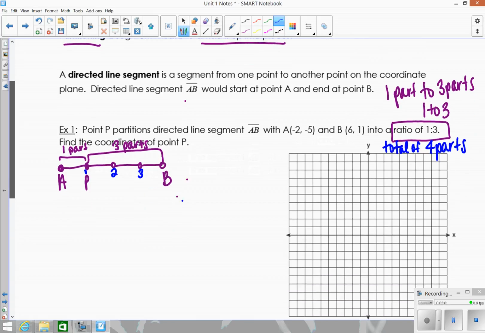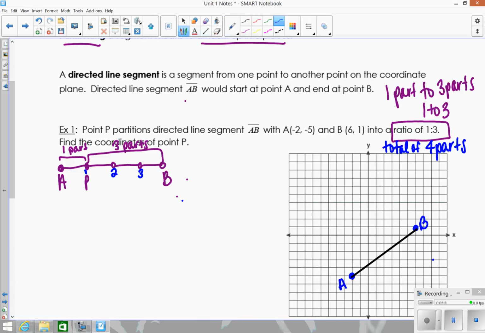Graphically, go ahead and start with plotting your points. A is -2, -5, so 1, 2, 3, 4, 5. It's really important that you're labeling your points here. B is going to be 6, 1, so 1, 2, 3, 4, 5, 6, up 1. And this is my segment that I want to break up into 4 parts in a 1:3 ratio, and I want point P to be the point that makes it the 1:3 ratio.